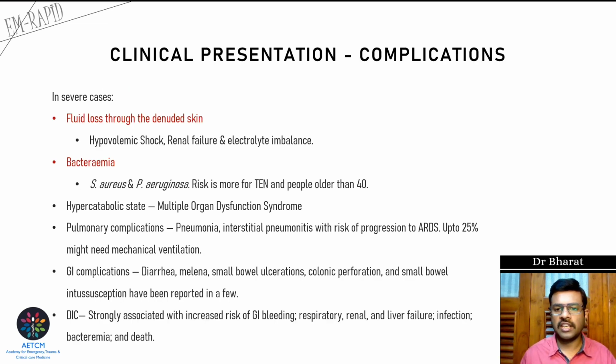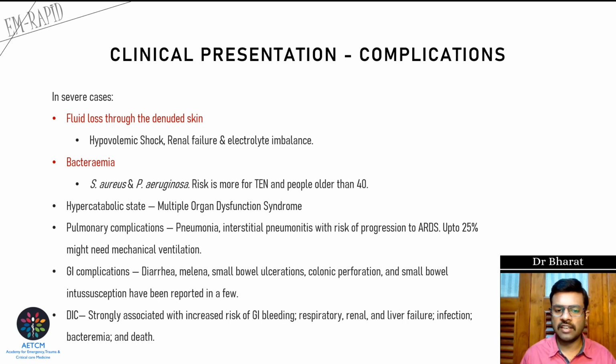Now coming to clinical presentations, complications that can be seen. In severe cases, the most common complication that we see is fluid loss through the denuded skin. So the patient can be severely dehydrated, can even go into hypovolemic shock, renal failure, and electrolyte imbalance. Bacteremia is the second most important complication that we have to look for, since exposed skin is a breeding ground. Staph aureus and Pseudomonas aeruginosa infections have more risk, and this risk is more associated with TEN and people older than 40 years of age.